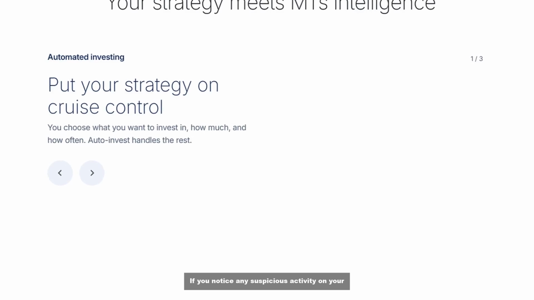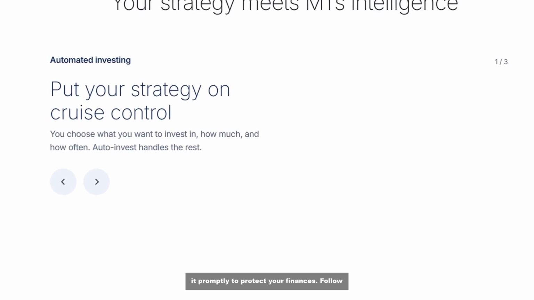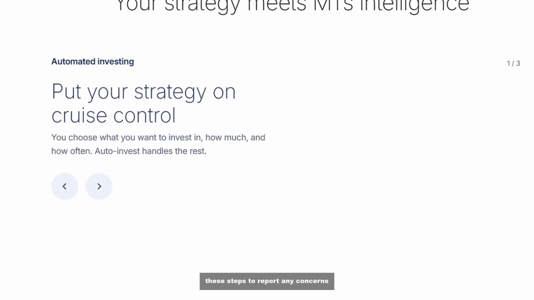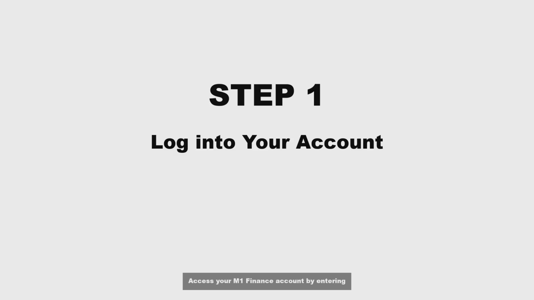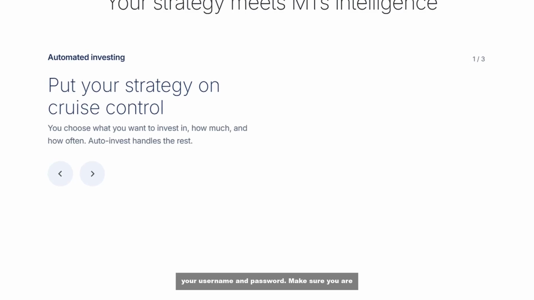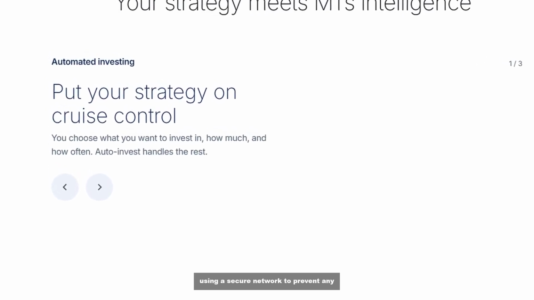If you notice any suspicious activity on your Mode Finance account, it is important to report it promptly to protect your finances. Follow these steps to report any concern effectively. Step 1. Log into your account. Access your Mode Finance account by entering your username and password. Make sure you are using a secure network to prevent any unauthorized access.